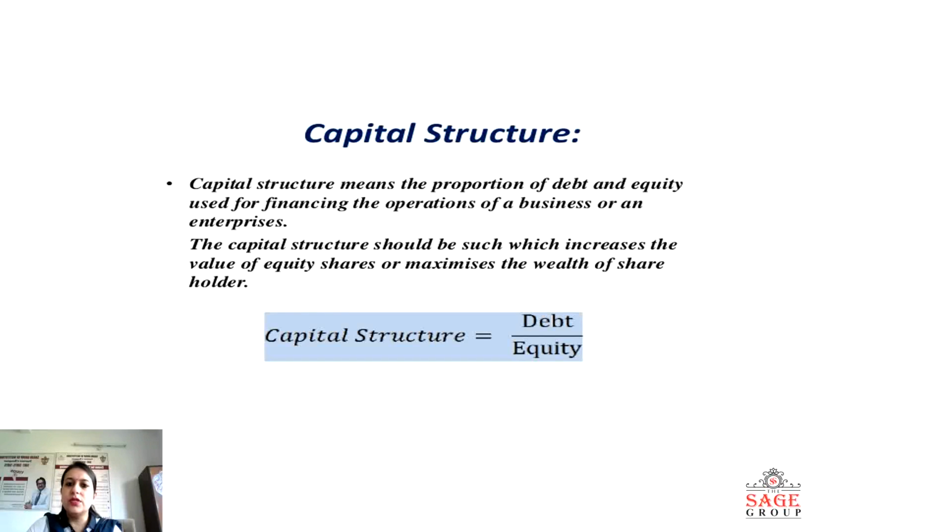Now another term which makes sense in the stock market is capital structure, which means the proportion of debt and equity used for financing the operations of a business or an enterprise. The capital structure should be such that it increases the value of equity shares or maximizes the wealth of shareholders. The formula for calculating the capital structure ratio is debt divided by equity. This ratio can be 80-20, 60-40, 50-50, 30-70; it depends upon company to company what kind of capital structure the company can manage.